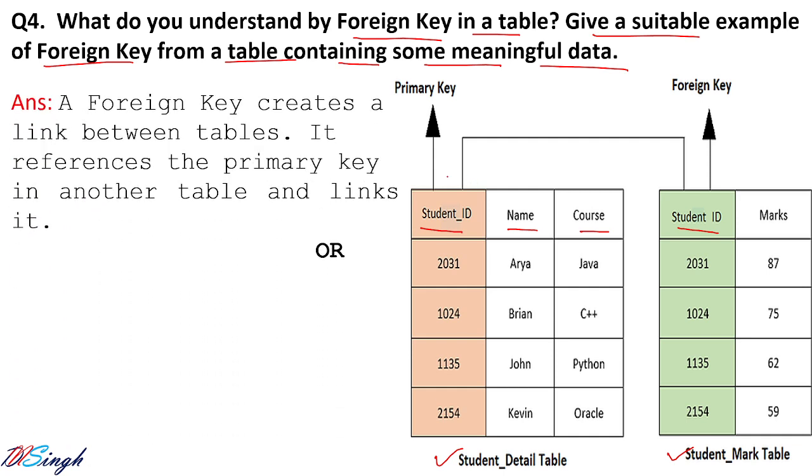Let us see the definition. A foreign key creates a link between tables. It references the primary key of another table and links it.